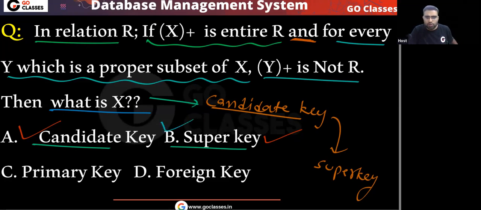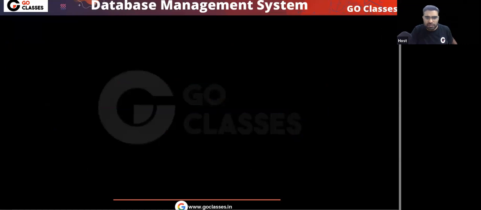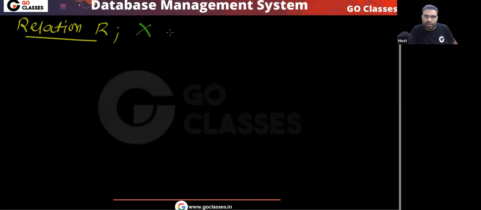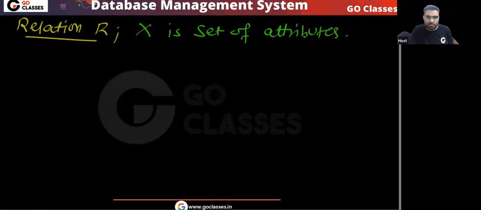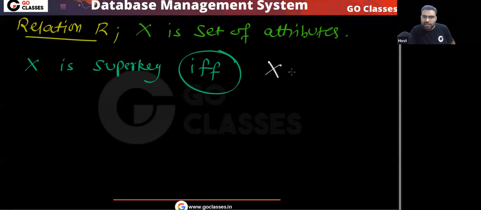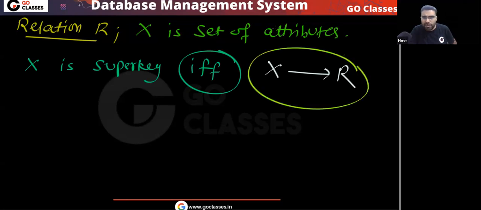Let me know. So these are the definitions that we have seen. Let's assume you have a relation R, and in this relation R, let's assume that x is some set of attributes. Now in this situation, when can I say x is a super key? X will be a super key if and only if x can determine every attribute. Yes or no? X can determine the entire R, means x can determine all the attributes.